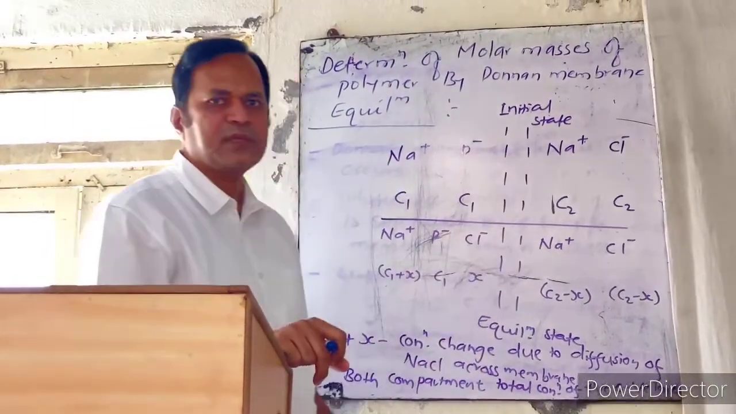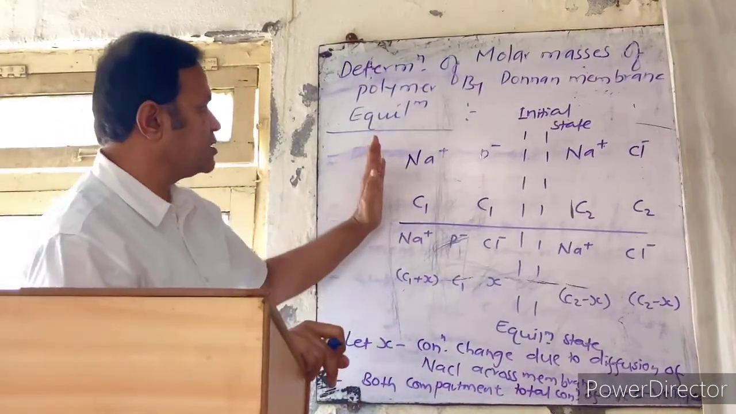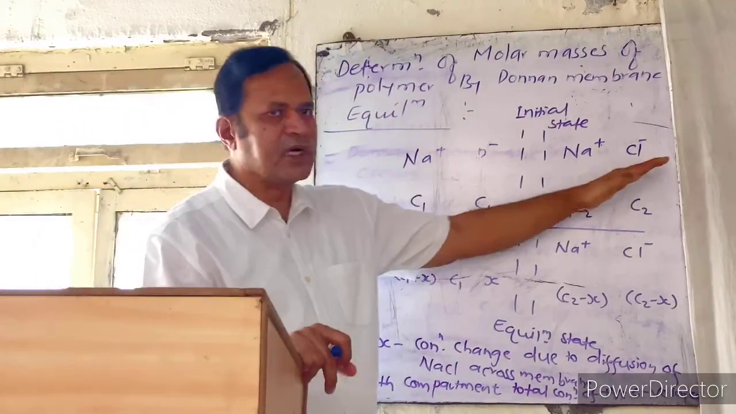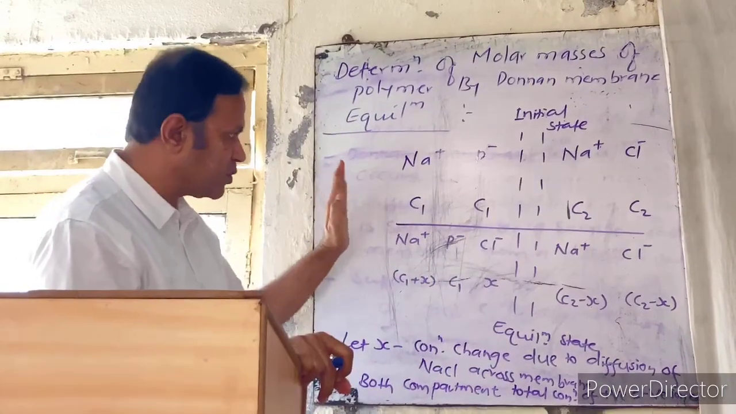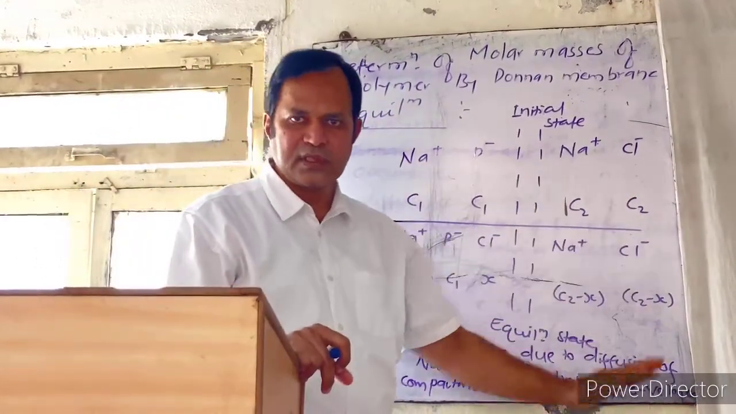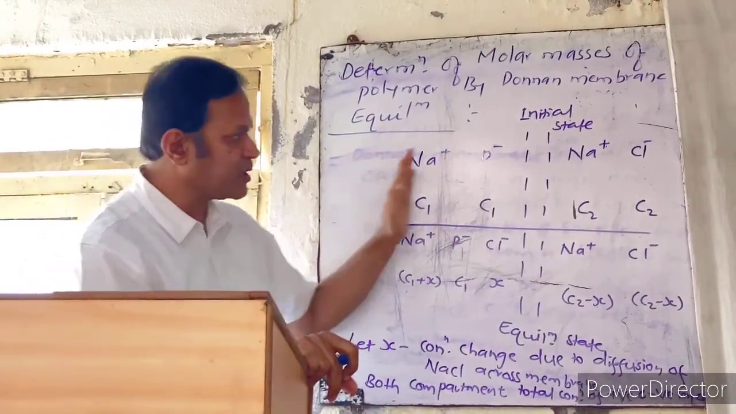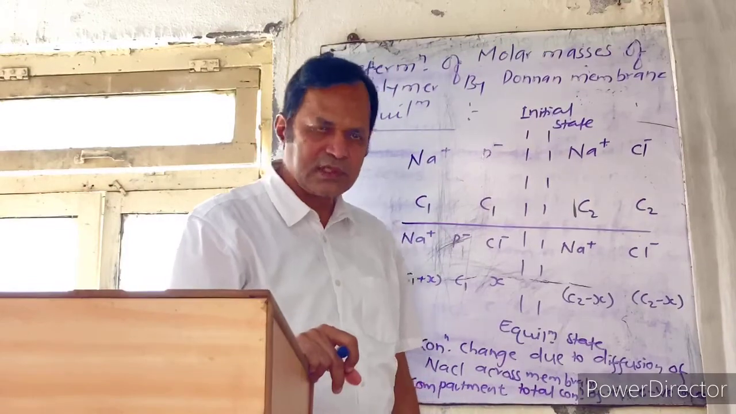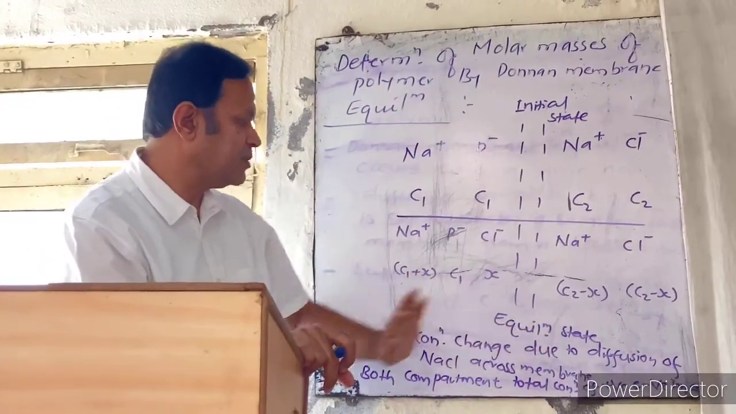For example, a protein molecule carries a negative charge. Now this is the low concentration region and this is the high concentration region. The diffusible salt flows from the low concentration region to the high concentration region. The low concentration region on the left hand side is C1 and the high concentration region on the right hand side is C2. This is the semi-permeable membrane and this is the equilibrium state.